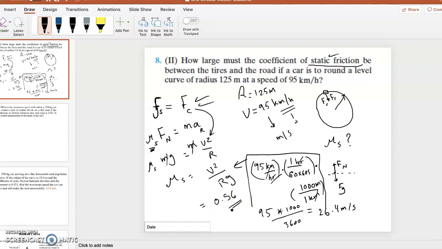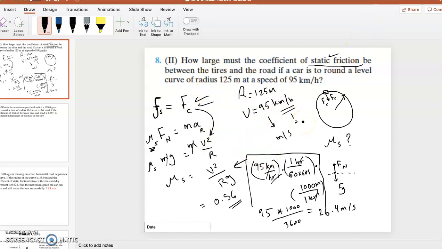This will always be less than 1. So it's a coefficient which is less than 1. If it's more than 1, you have to review your calculations. So this is a nice problem to show you that this is our basic equation that we are dealing with.